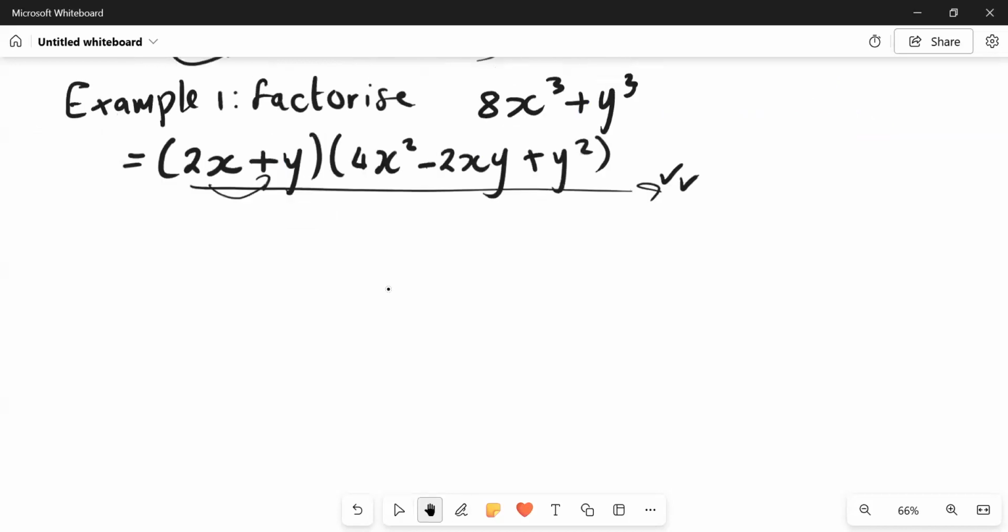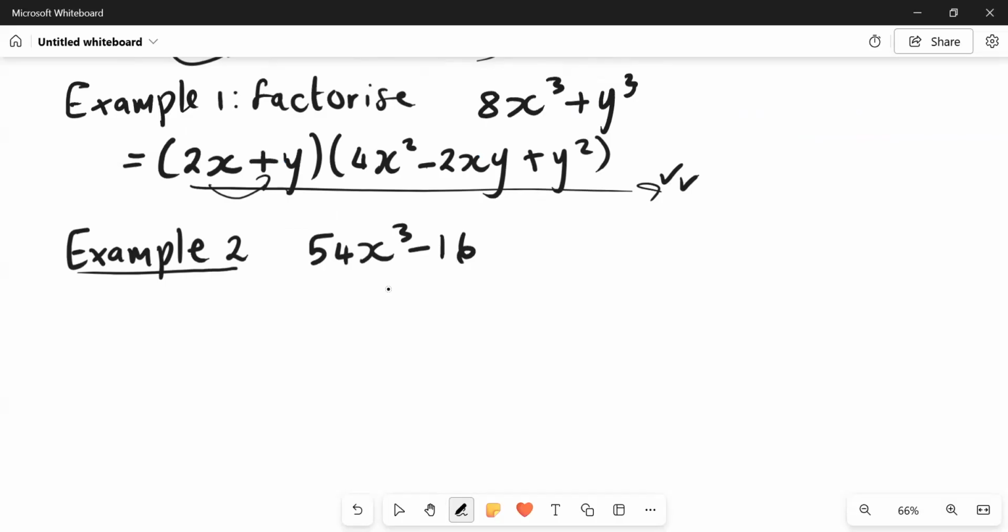Let's move to example 2. Again, for example 2, we apply the same thing. We are given 54x cubed minus 16. So we have to always look for a highest common factor when factorizing, right? So the highest common factor here is 2. So take out that highest common factor, and then you'll be left with 27x cubed minus 8. Now we have to apply the difference of two cubes.